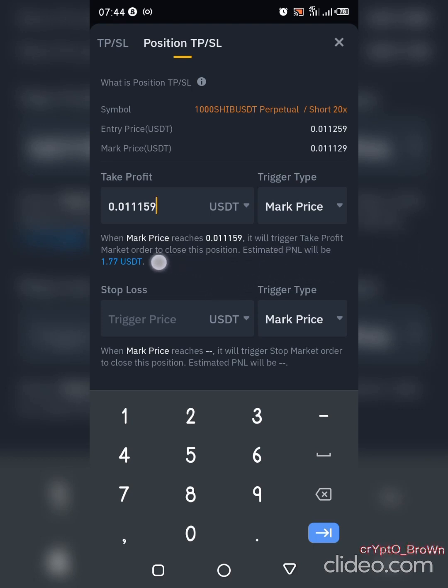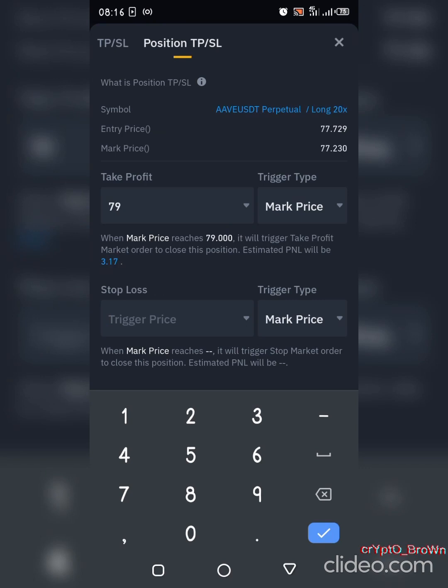Estimated PNL will be 1.77 USDT. So which means when the market gets to this price, so here's the case you are using a take profit. If you are in a long position and you are using a take profit, you make sure that your take profit is above the entry price. And if you are in a long position and you are triggering a stop loss, make sure that the stop loss is below the market price. So I use 79 because I want to take profit when the market hits 79.